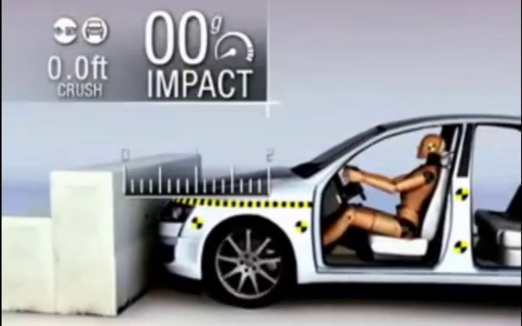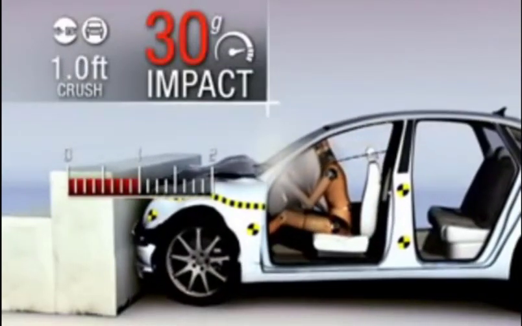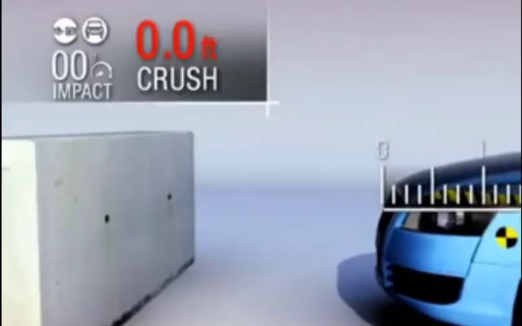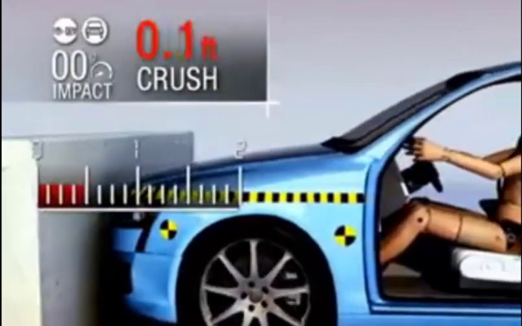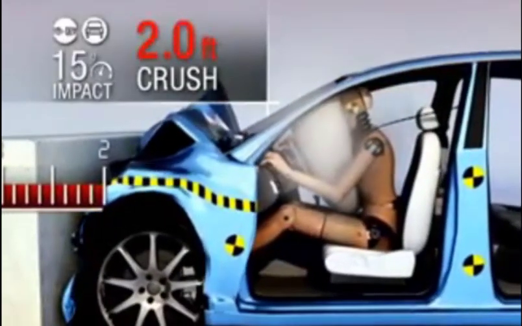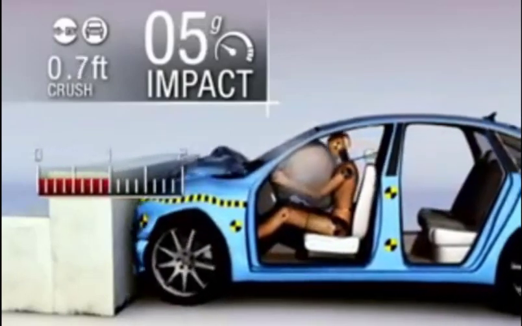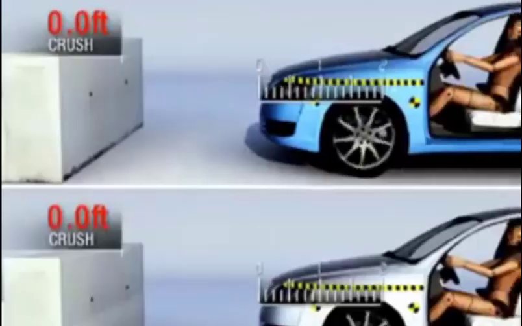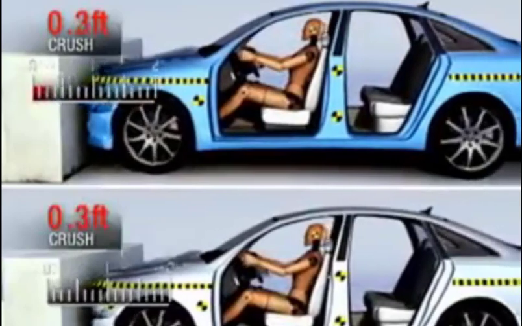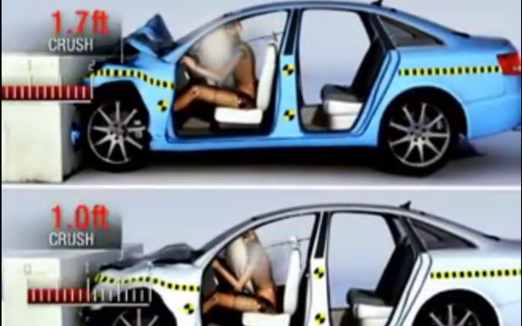A second and far more important practical application of the impulse momentum theorem are airbags and front crumple zones in automobiles. Both of these devices are designed to increase the time over which you experience a change in momentum so that you experience less force.